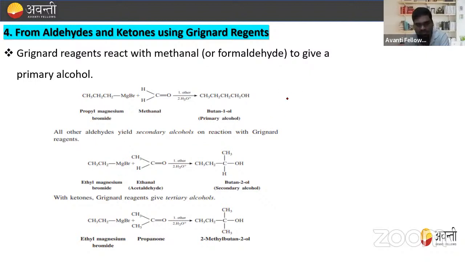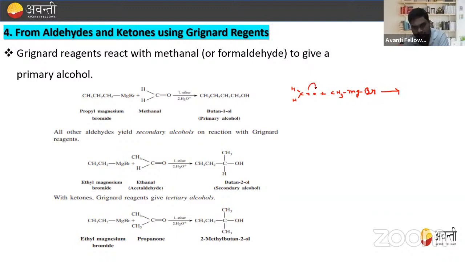Let me explain this. Now, let us suppose we have methanal. Methanal, we have C double bond O and this having H. So let us assume we have methanal and this reacts with the Grignard reagent like CH3, and this is Mg and this is Br. Okay. So what takes place in the first step?